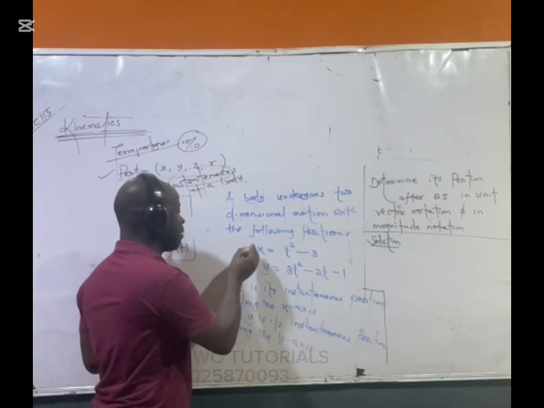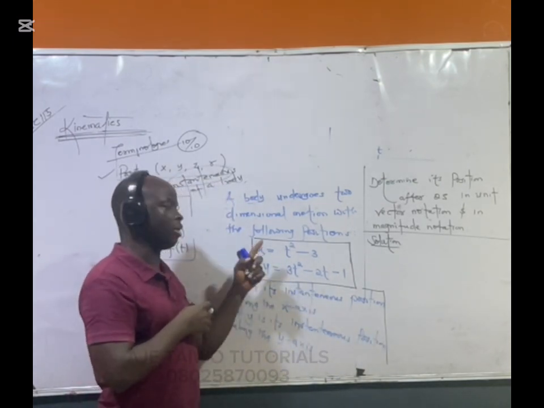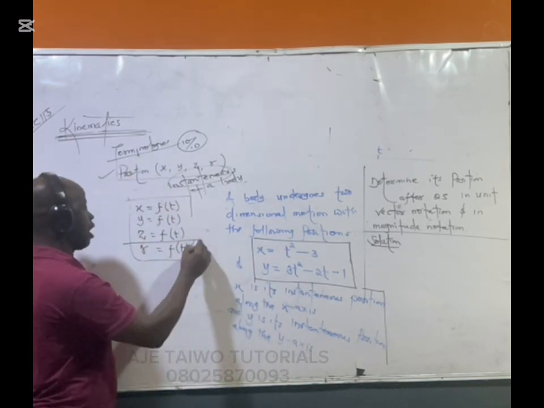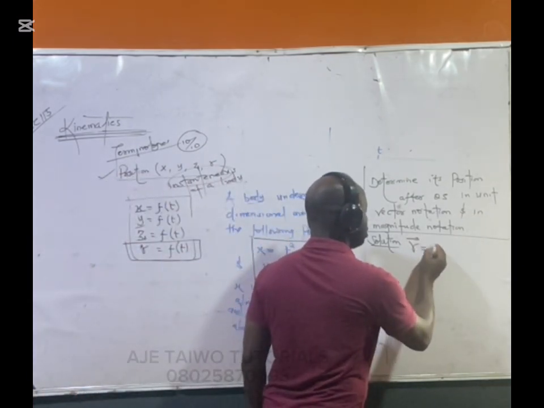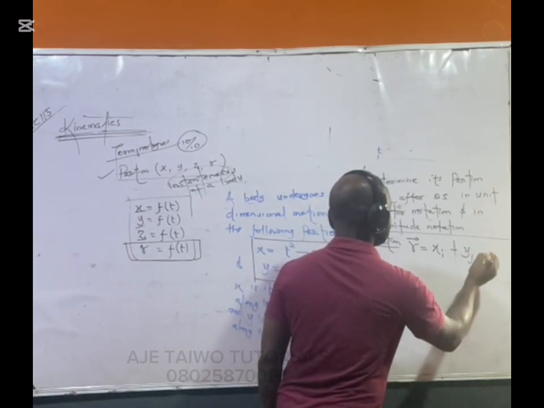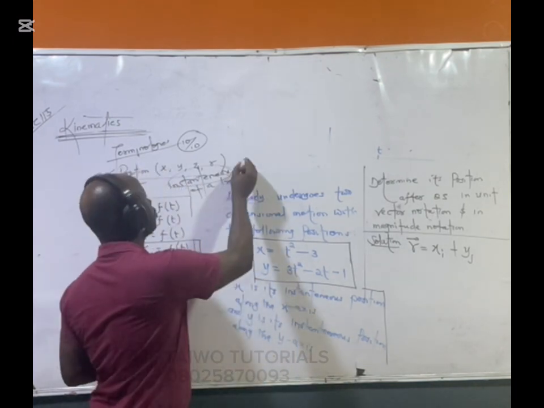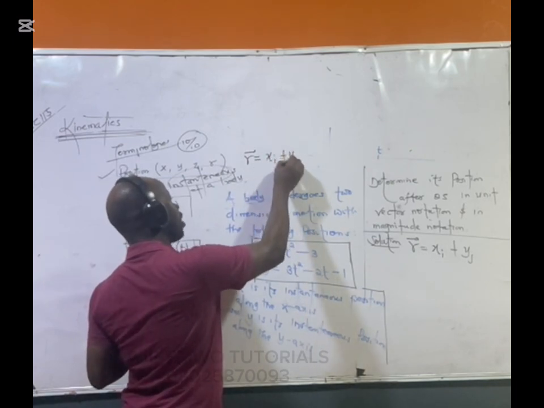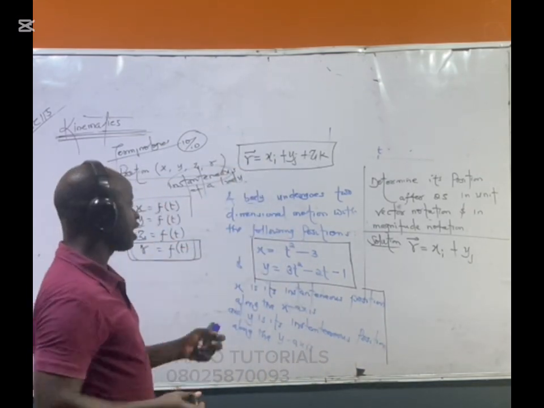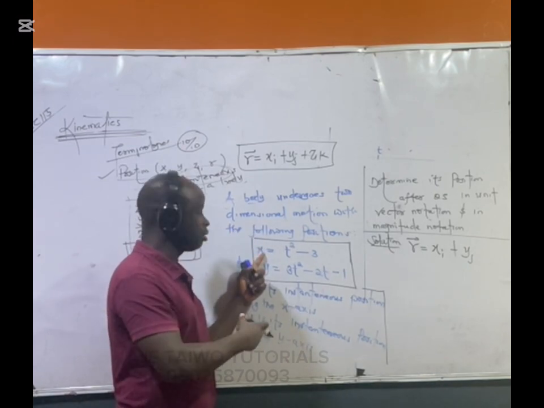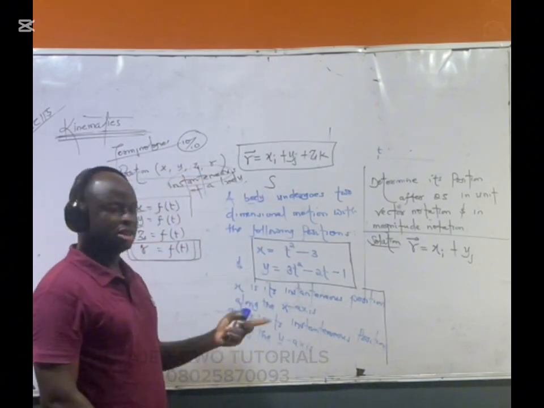Look up everybody. Anytime you are given position along X, along Y, or even along Z, this is what you must use: R, and not X, not Y, not Z. You just say vector R is Xi plus Yj. If it is X, Y, and Z they give you, you will say R is Xi plus Yj plus Zk. If you are given only X, or only Y, or only Z, just do your thing. You have done it before.